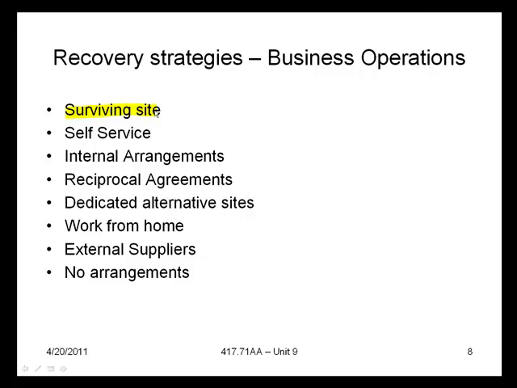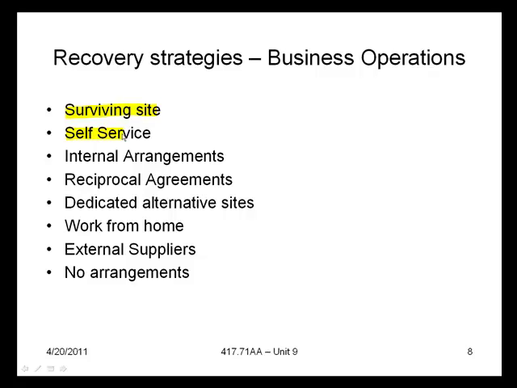You've got a couple of different headquarter locations, or a headquarter and a large branch location, and the branch location is large enough that it can perform the critical functions of headquarters. So if one of those fails, the other one takes it over.